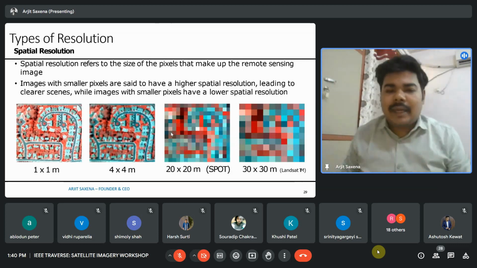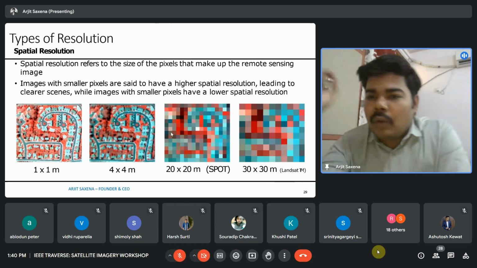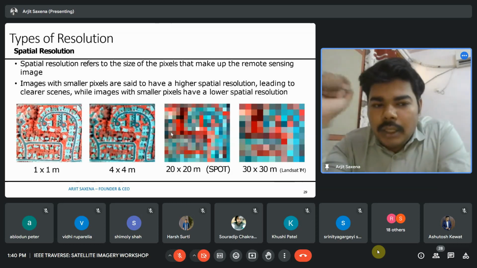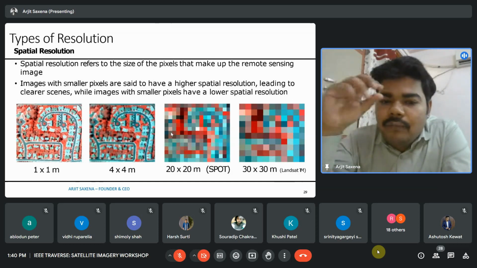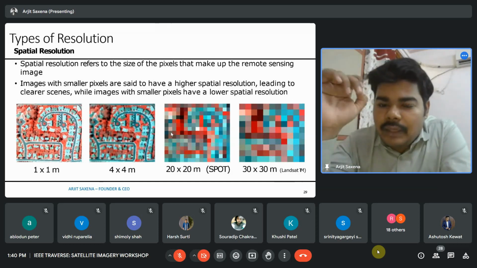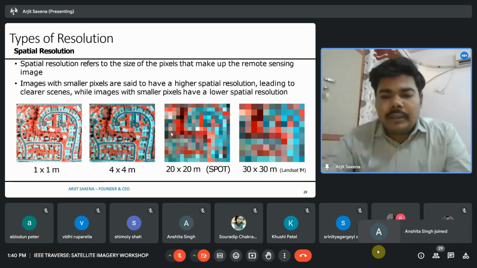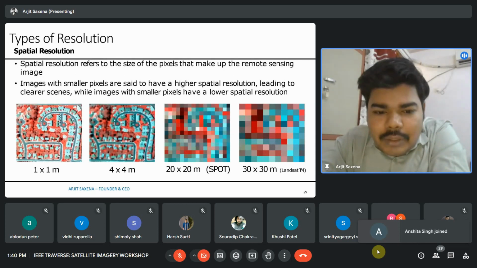In satellite imagery we have two types: spatial resolution and temporal resolution. What happens in spatial resolution? Images with small pixels have a very high spatial resolution, so you can study them very easily. Like if you see this image, you can study it very easily.